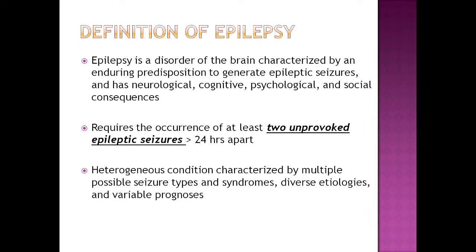It requires that there should be at least 2 episodes of unprovoked seizures that should be more than 24 hours apart. So that's the key diagnostic criteria for epilepsy: at least 2 seizures occurring 24 hours apart. Epilepsy as a disease is a heterogeneous condition. It is associated with multiple types of seizures. There may be multiple types of epileptic syndromes. Etiologies are diverse and prognosis also varies depending on the type of epilepsy. So it's like a group of disorders rather than being a single disease.